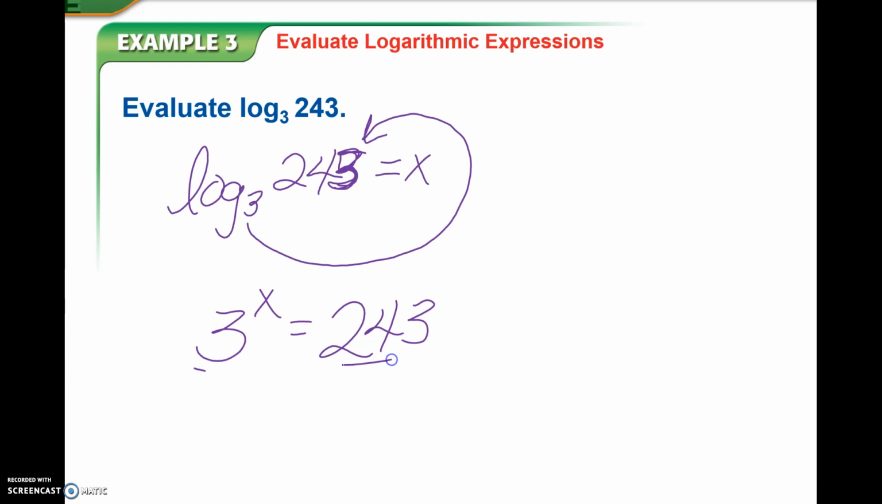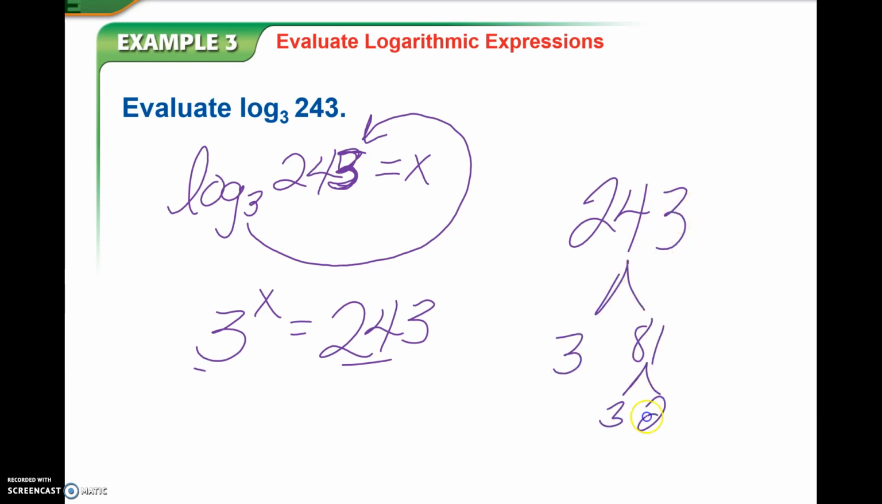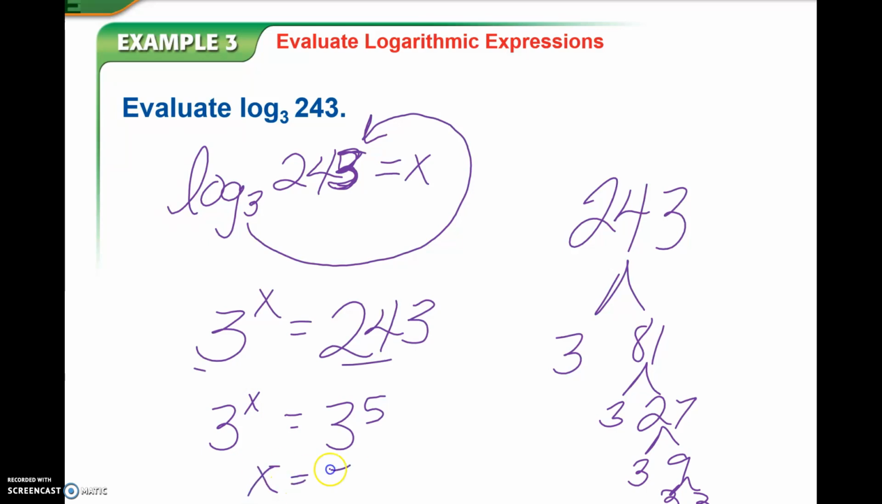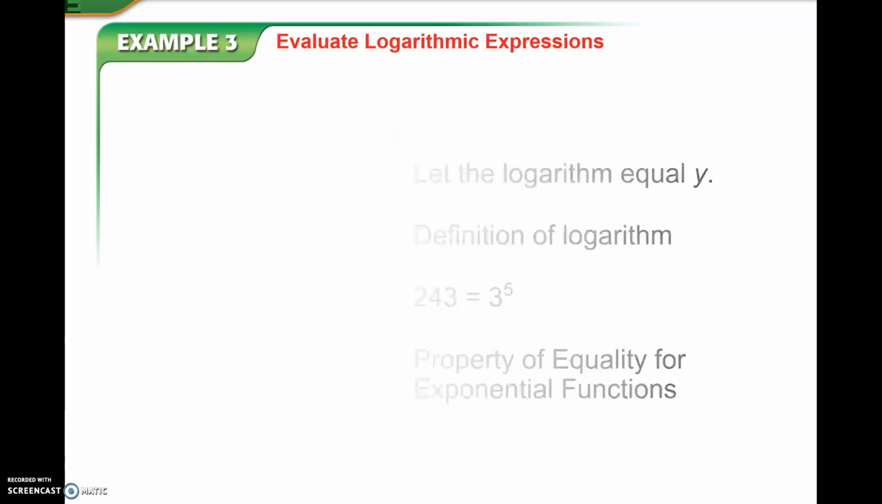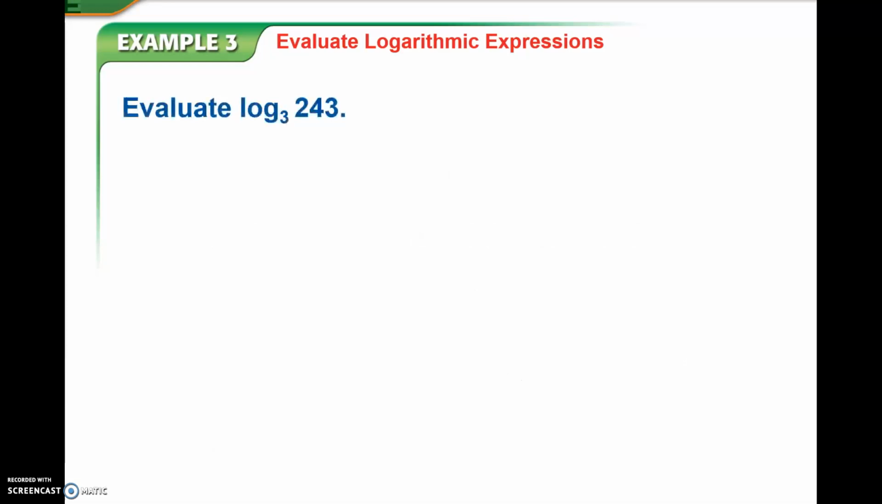Remember, if our bases are equal, then our exponents are equal. So 243 is 3 to the 5th power. So when our bases are equal, then our exponents are equal, so x equals 5. We'll look at one more, and then I will let you go ahead and work through your problems.